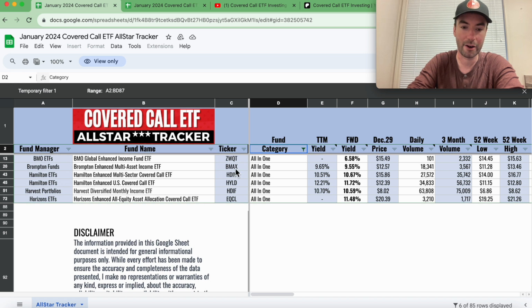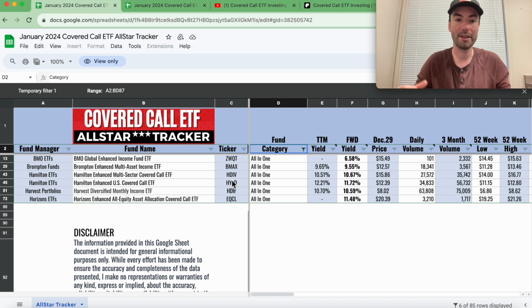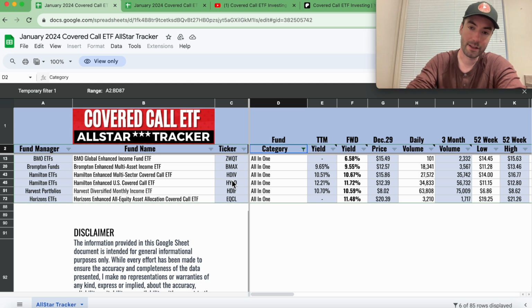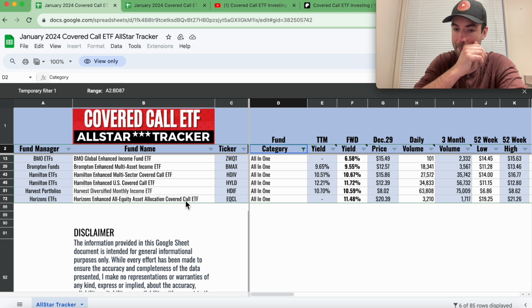Brompton, they invest in their own funds. HDIV and HYLD, even though these are by Hamilton, they are looking to invest. Hamilton is building out their own suite of ETFs, their maximizer suite, that they're continually putting into these two ETFs. But for the moment, they do invest in other ETFs by fund managers, but they are looking at changing that to be more in-house. Okay, HDIF, again, Harvest, they invest in their own CoveredCall ETFs. And EQCL, no different. It invests in its own ETFs as well.